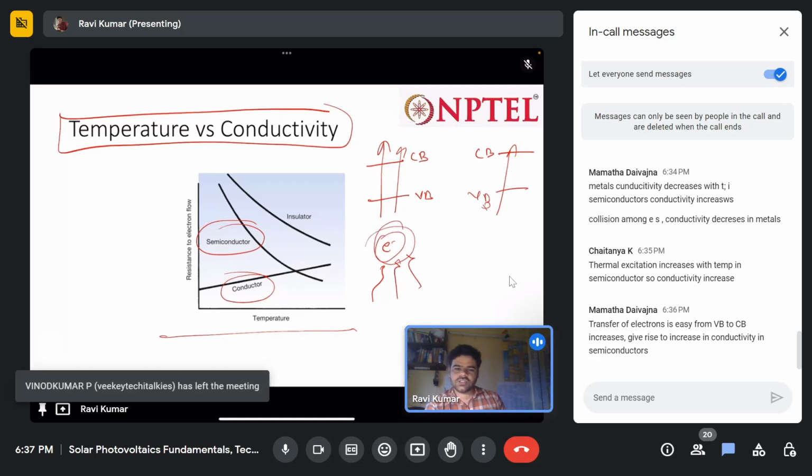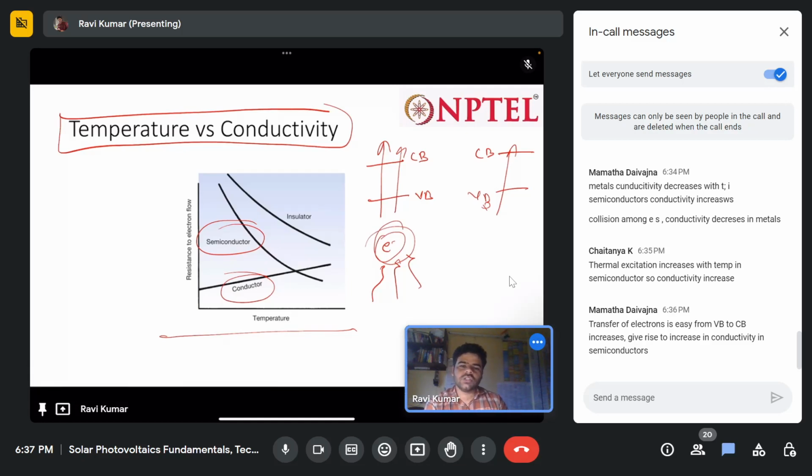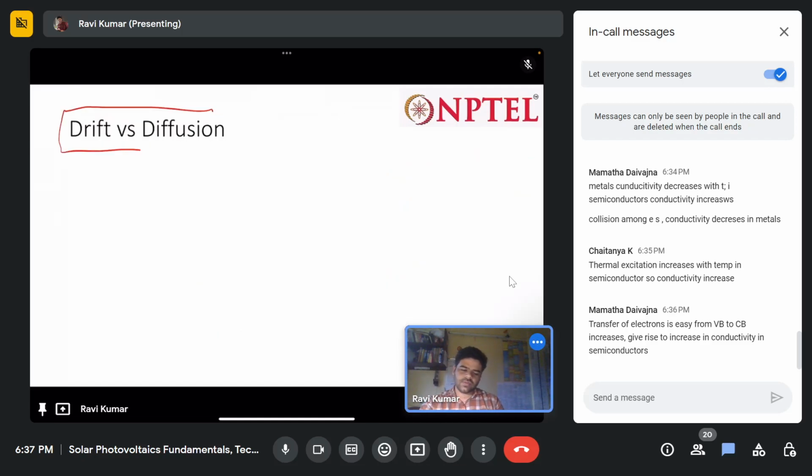Okay, so the next question here is very simple for you. I think most of you know it already. What is the difference between drift and diffusion? What is drift and what is diffusion? Both are related to the movement of electrons or charge carriers, but drift is caused by one reason and diffusion is caused by a different reason. So what is the reason then?